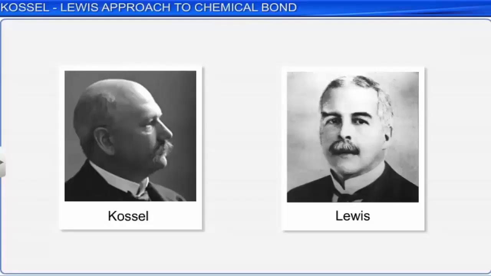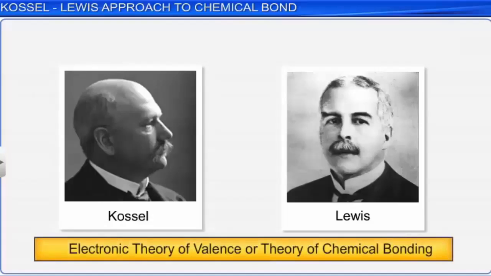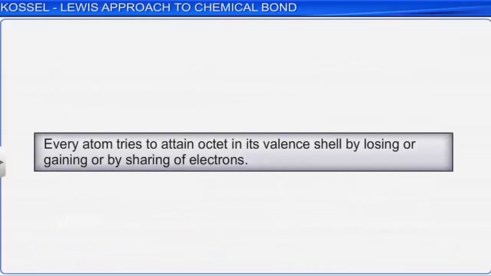Later in 1916, Kossel and Lewis developed the electronic theory of valence, or theory of chemical bonding, to explain the chemical bond formation between two atoms. According to the electronic theory of valence, every atom tries to attain an octet in its valence shell by losing or gaining or by sharing of electrons. This is known as the octet rule.